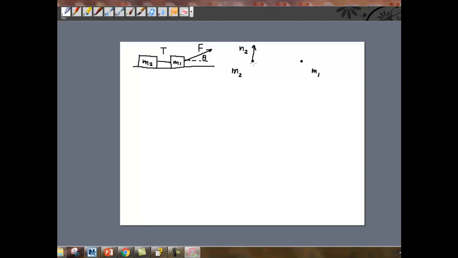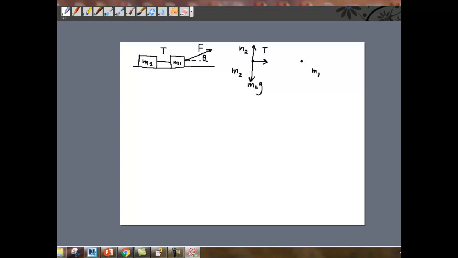It also experiences a downward force, which is the Earth pulling down, or its weight, M2G in magnitude, and then the string connected to it exerts a force to the right with magnitude T, or tension. Notice that the force F is not acting on M2, and so we do not include it.